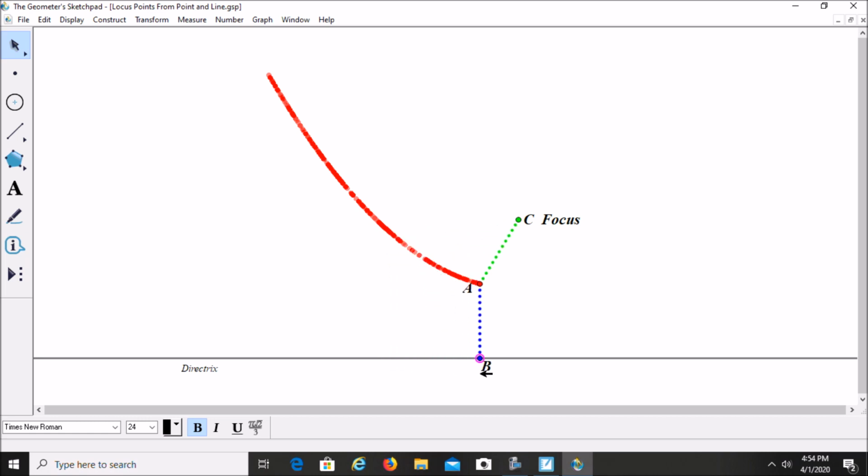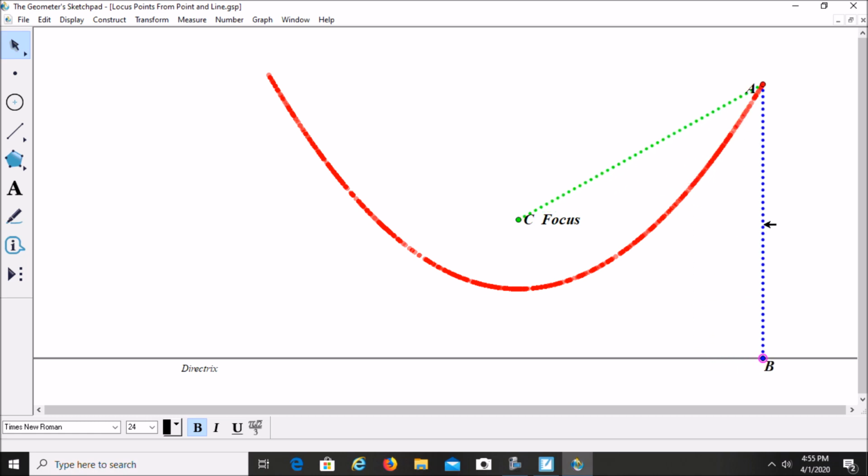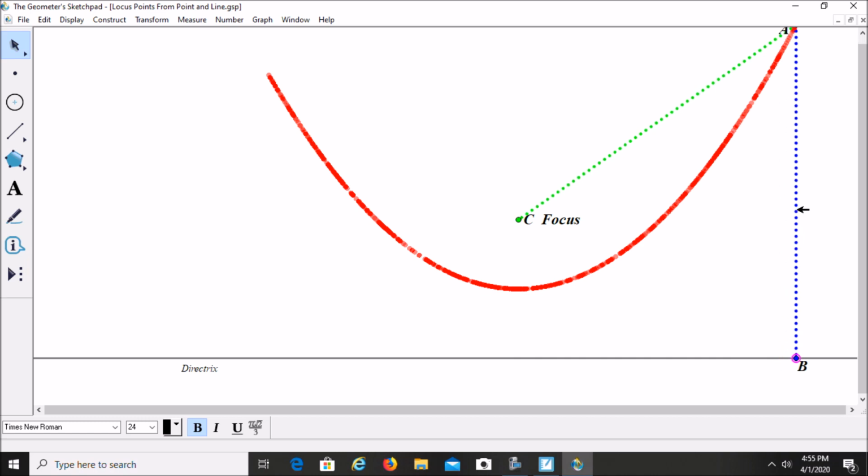When A, B, and C line up vertically, so that the 3 points are collinear, A is now at the vertex. Once we go past that point, we're past the axis of symmetry, and now the green and the blue lines start to grow once again. And again, the green line and the blue line are always equal in length.